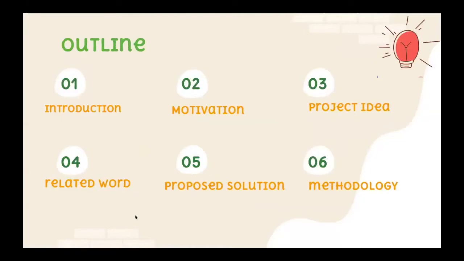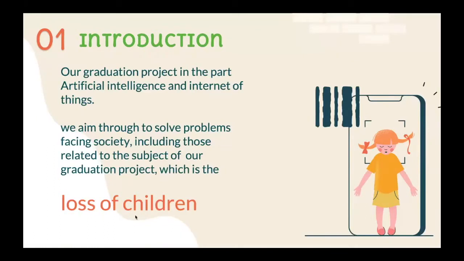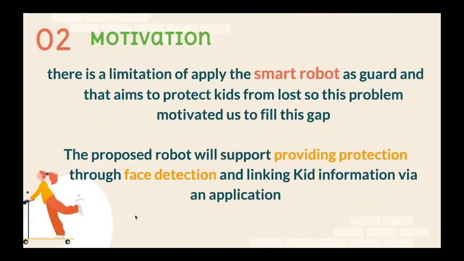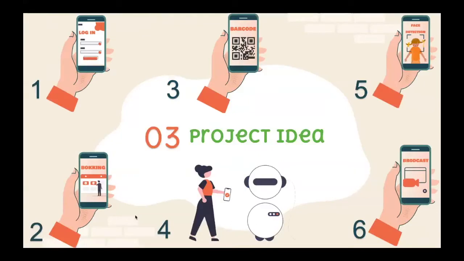Outline: introduction, then modification, project idea, related work, proposed solution, finally methodology. Our graduation project serves the field of artificial intelligence and the Internet of Things. And through it, we aim to solve problems facing society, which is loss of children. Our smart robot guard aims to protect children from getting lost in the playground, and this is the gap that we will solve. This proposed robot will support providing protection through face detection and linking kids' information via an application. Now, Rahim will continue with you and tell you a story to explain the idea of the project.